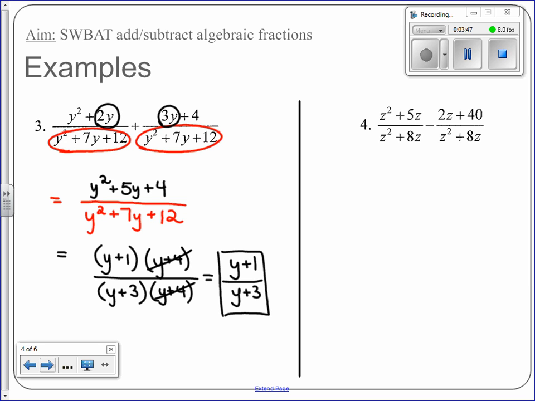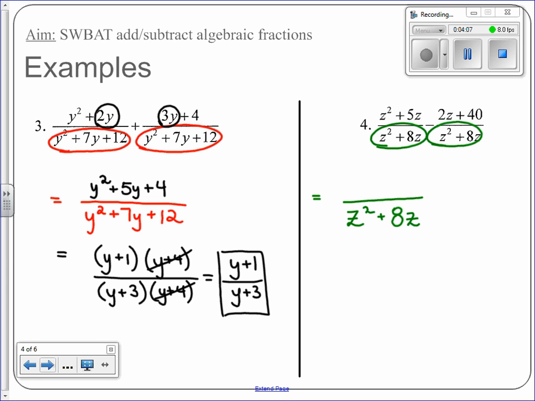Now, if addition is that easy, so is subtraction. The only difference here, guys, is this minor detail that I'm about to show you. Once again, we have an LCD, a common denominator. So our final answer will once again have that common denominator as a part of it.